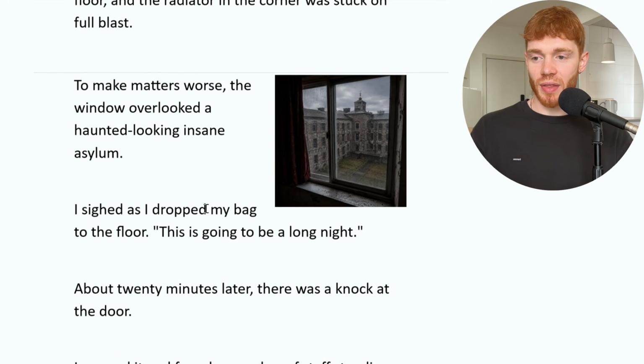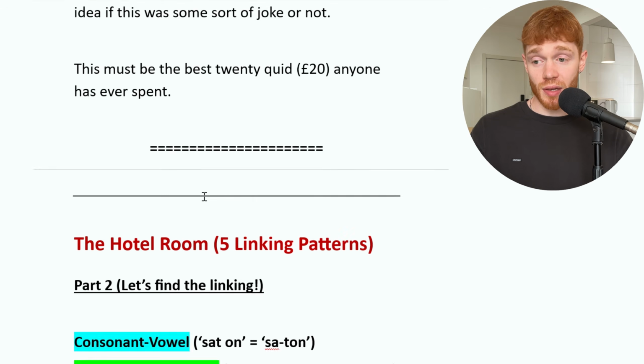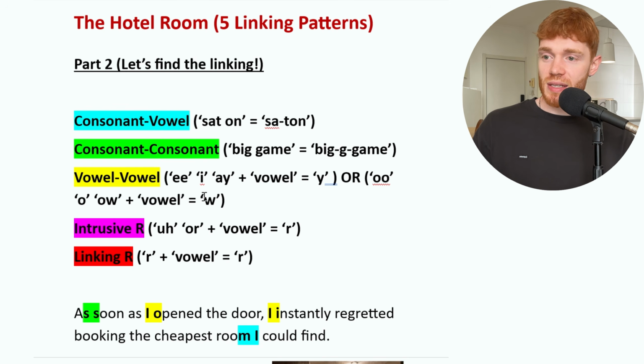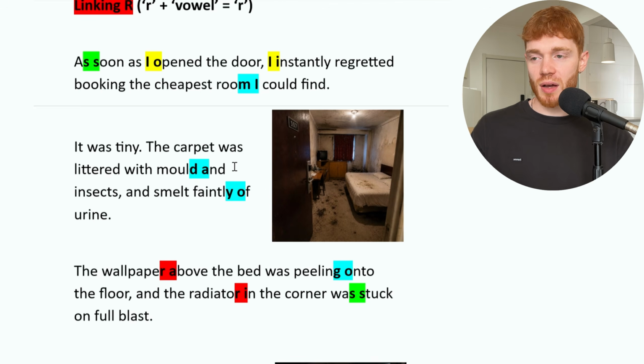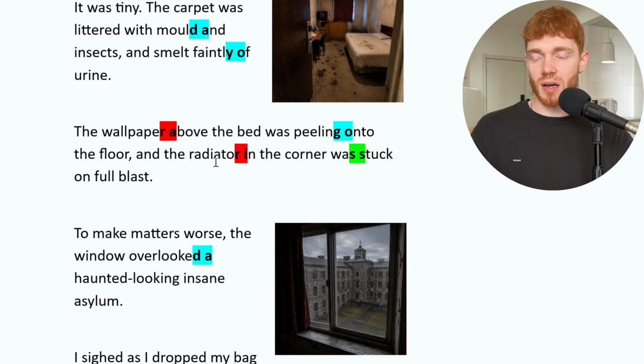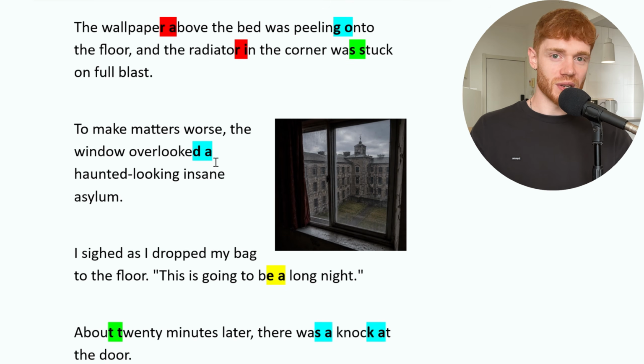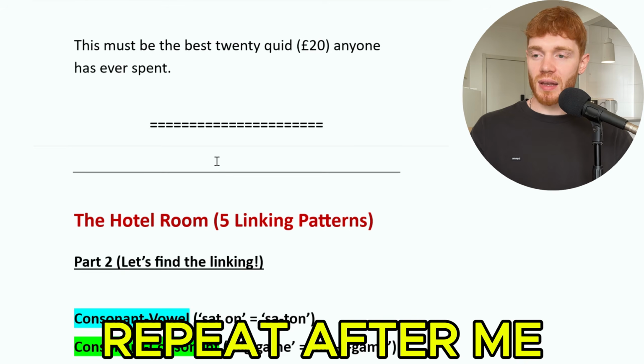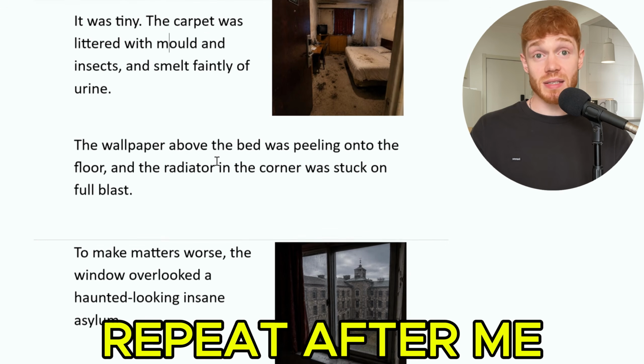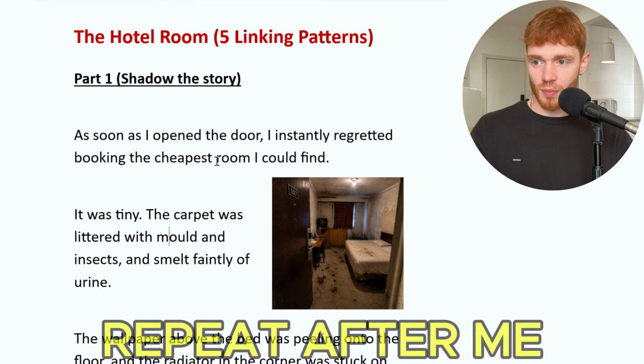Okay, so once we've done that, we will then take another look at this story, and this time we're going to focus on these 5 linking patterns. So you can see them here. Don't worry about these too much yet, because afterwards we'll go through each part and I'll show you where these linking patterns are, and more importantly, how you can start to incorporate them into your everyday speech as well. But for now, let's do the shadowing. So just listen carefully and repeat after me. Okay.